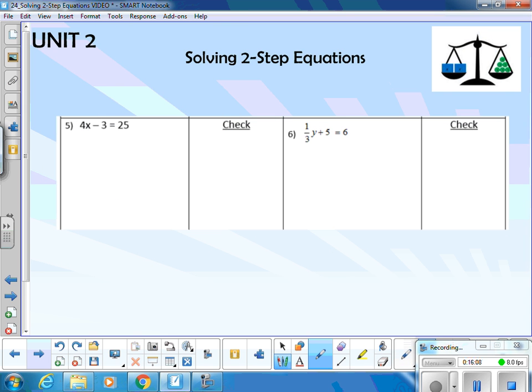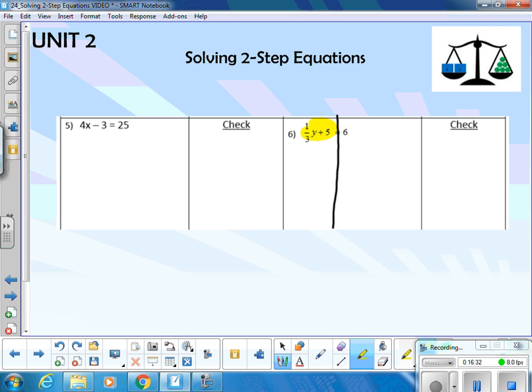Okay. We're going to go through these. We're going to skip number 5 because I don't want to do too many and make this video too long. But I do want to go to number 6 because it looks different. We have a fraction here, but that's okay. We have the multiplicative inverse, so we know how to get rid of that. So let's divide our equation.